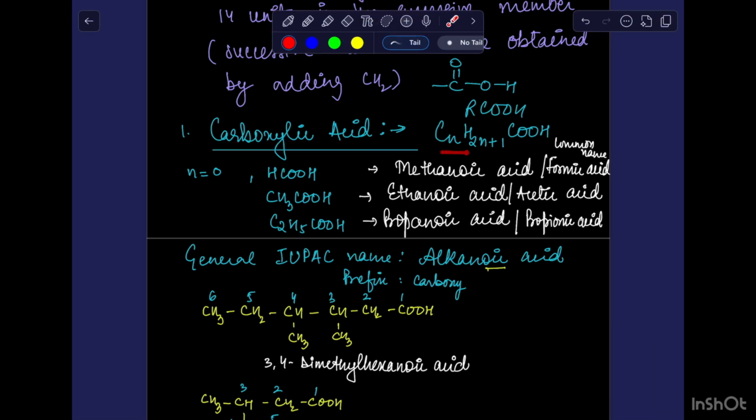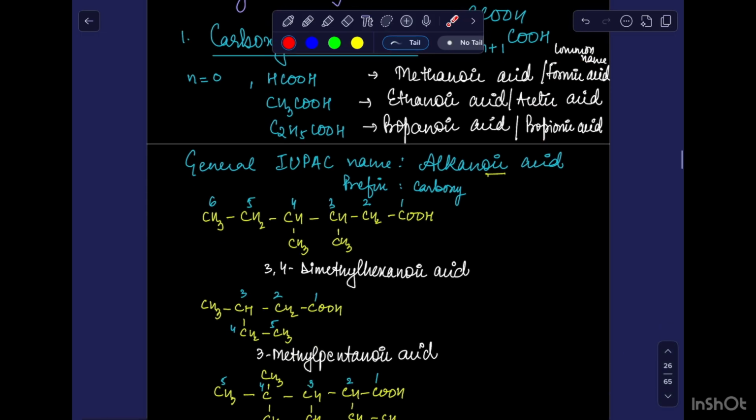The first homologous series is carboxylic acid. Please mind that I have written all the functional groups in priority order. Carboxylic acid is written at number 1 because it has the highest priority. Its general name is alkanoic acid. The members are methanoic, ethanoic and propanoic acid respectively. Their common names are formic, acetic and propionic acid. Again, the general IUPAC name is alkanoic acid.